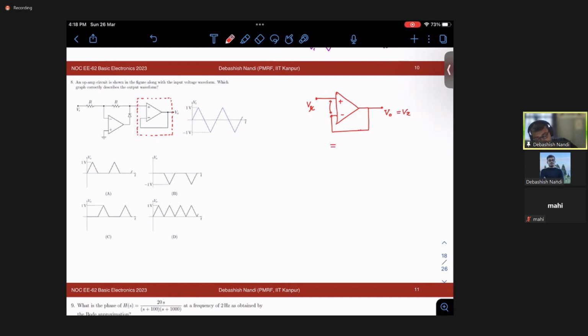This can be represented as a gain block of 1, right? It is nothing but a voltage buffer. And why voltage buffers are required, I have discussed in the last to last session, right? Why we require voltage buffer in circuits and what role it plays. So now I need to simply analyze this part of the circuit, right? So let's analyze this part of the circuit.